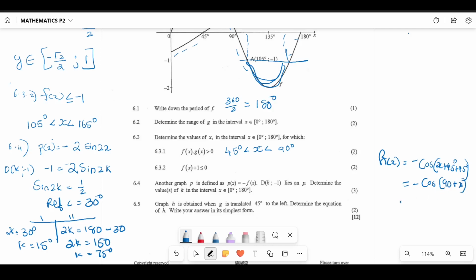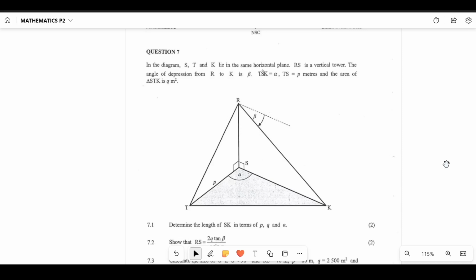But cos(90 plus x) is negative sin x, so it becomes positive sin x. Determine the equation of h(x). So h(x) is positive sin x. That is question number 6. Okay, let's go to question number 7.